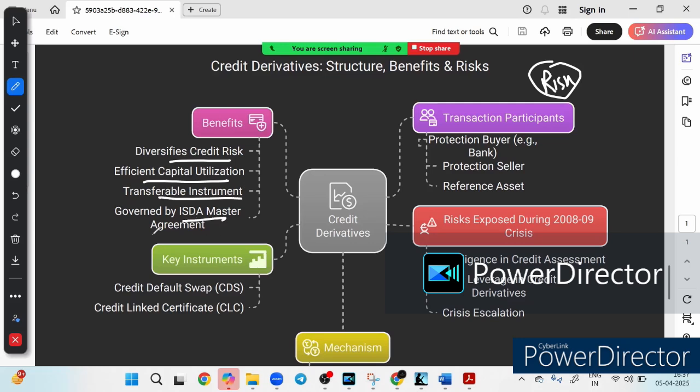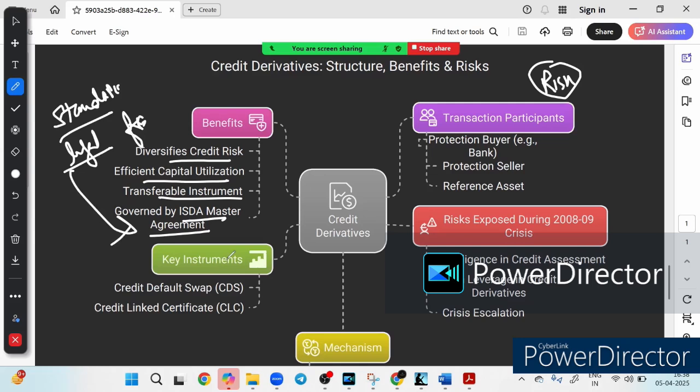The fourth is that it is governed by the ISDA master agreement. You know ISDA? International Swaps and Derivatives Association. So basically this ISDA master agreement ensures two things: standardization, and the second thing is a legal framework. These things are ensured by this ISDA. So these are the specific benefits of credit derivatives.